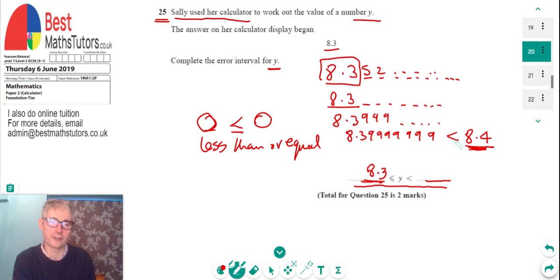So if we went on forever to infinity, we could say at that point it might reach 8.4, but since we can never get to infinity, we can never quite get to 8.4. So the number that y can never reach and that y is always less than is 8.4. And we can see we've got 2 marks here. So it would be 1 mark for getting this one right and 1 mark for getting this one right.